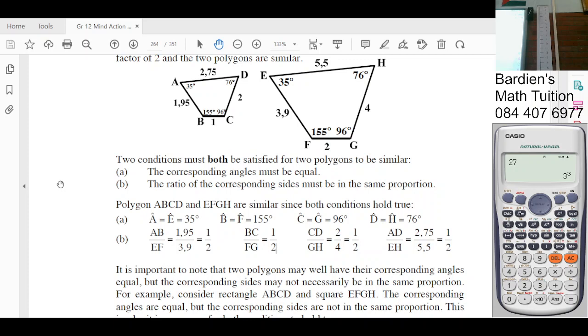Then we are told that two conditions must both be satisfied for two polygons to be similar. The corresponding angles must be equal, as you can see here. Angle A is equal to angle E, which is 35. Angle D is equal to angle H, which is 76. Angle B is equal to angle F, which is 155. And angle C is equal to angle G, which is 96.